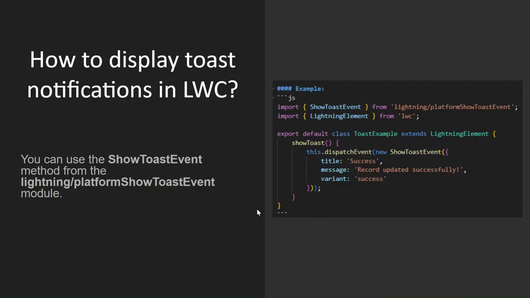So the next question is: how to display a toast notification in LWC? You can use the ShowToastEvent method from the lightning/platformShowToastEvent module. You can see here that we have imported ShowToastEvent from this module, and we have used this method to show the toast event on the UI. We have used the success variant for this toast event as of now, and we can use different variants and pass different titles and messages as well. So let's move to the next question.